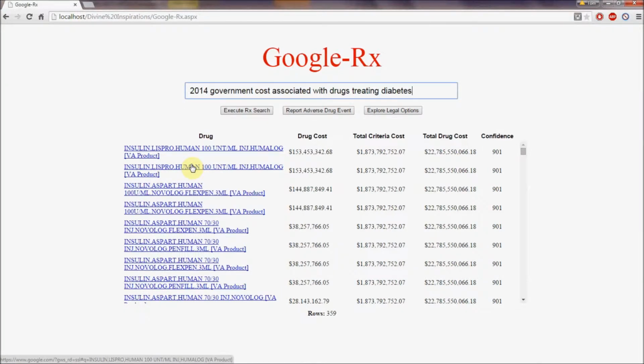To derive the cost of the drugs treating diabetes drug side effects, we can make the following modification. Cost associated with drugs treating disorders caused by drugs treating diabetes.